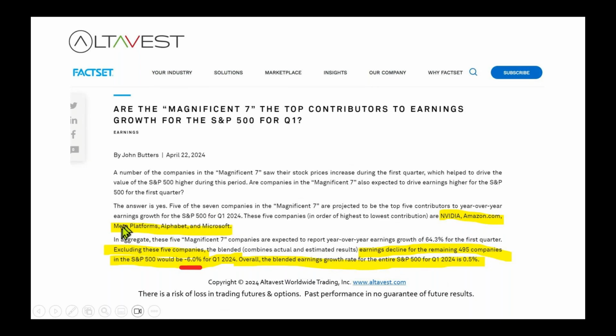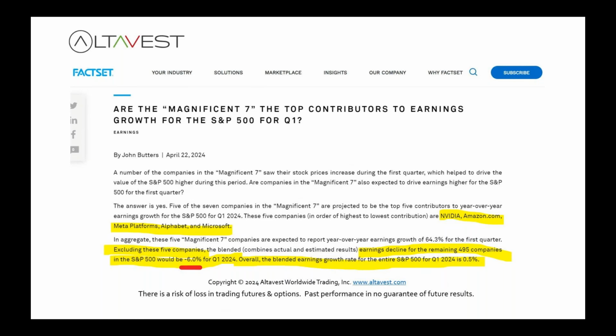And this is interesting. If you exclude those 5 companies, earnings decline for the remaining 495 companies in the S&P 500 would actually be negative 6%. So you'd have a negative 6% earnings decline if you didn't have these 5 companies in the S&P 500. So the blended earnings growth rate for the entire S&P 500 is 0.5%. So there's just a lot of weighted concentration of value, or contributing to value, I should say, with those 5 companies in the S&P.